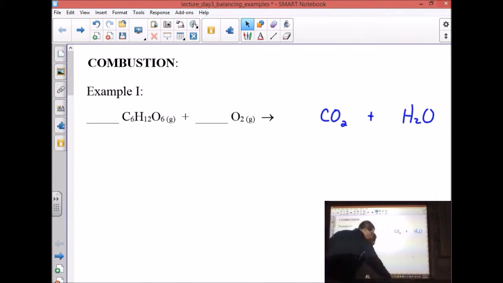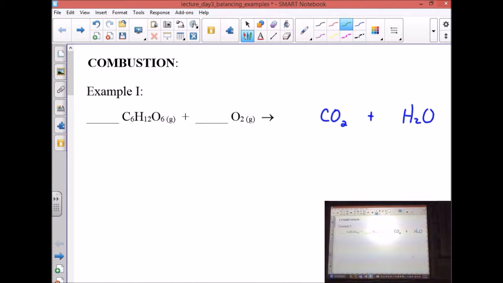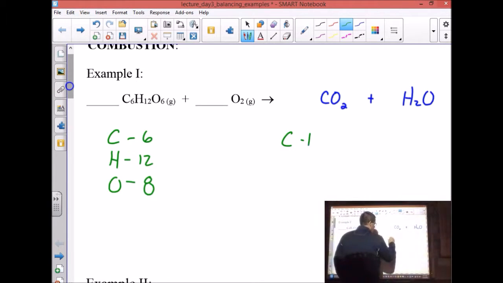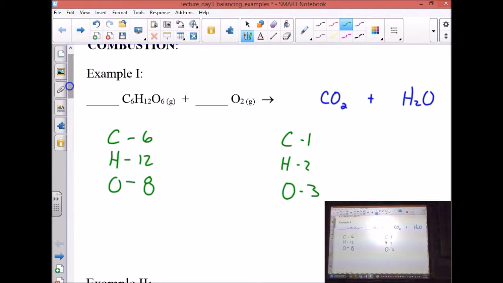Okay. Now, I recommend that whenever working these out, do an inventory because the combustion ones are brutal. But the nice thing is there's only 3 elements. Okay. So let's start off with how many carbon on the left? 6. How many hydrogen? 12. How many oxygen? 8. Okay. No big deal. On the other side, we have 1 carbon, 2 hydrogen, and 3 oxygen. That'll be the same way every time, starting off.